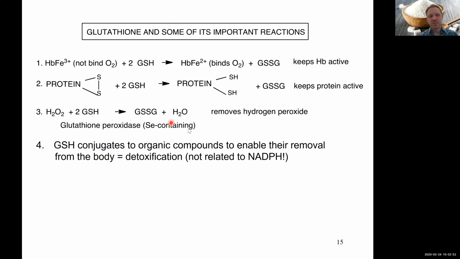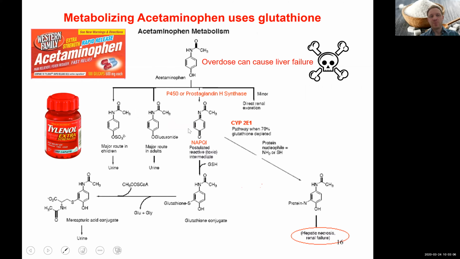Another important function is that reduced glutathione can also conjugate with other organic compounds, and it can contribute here to detoxification. We don't need NADPH for this, but one really important example is acetaminophen, right? Tylenol, for example.